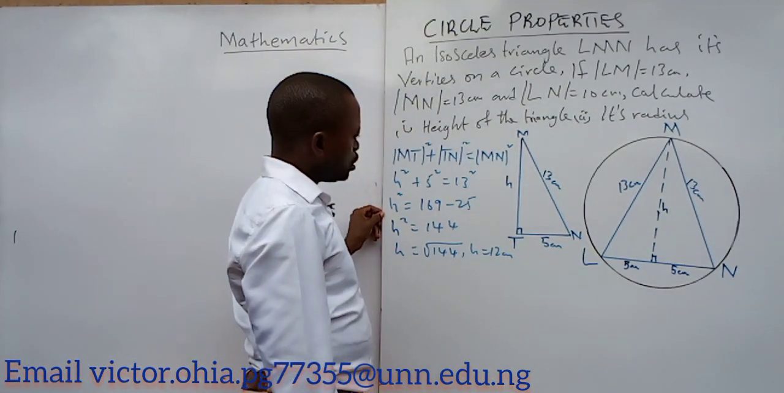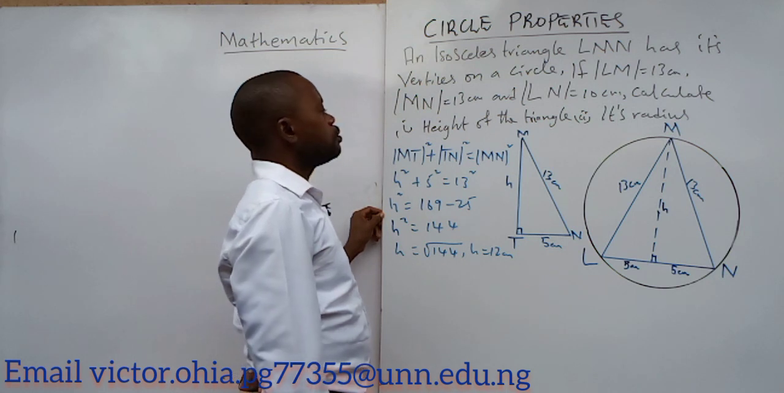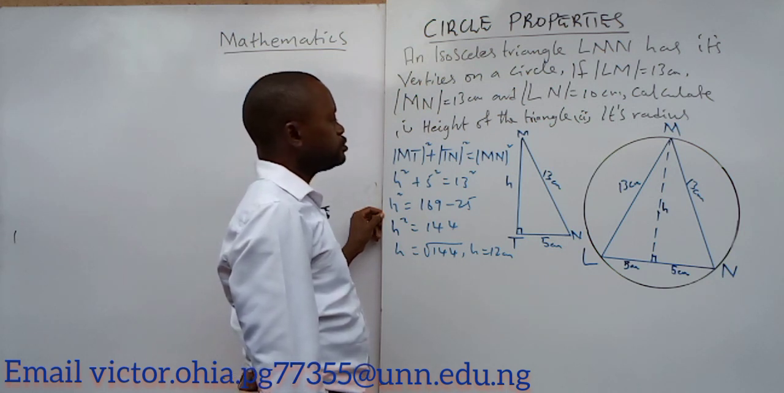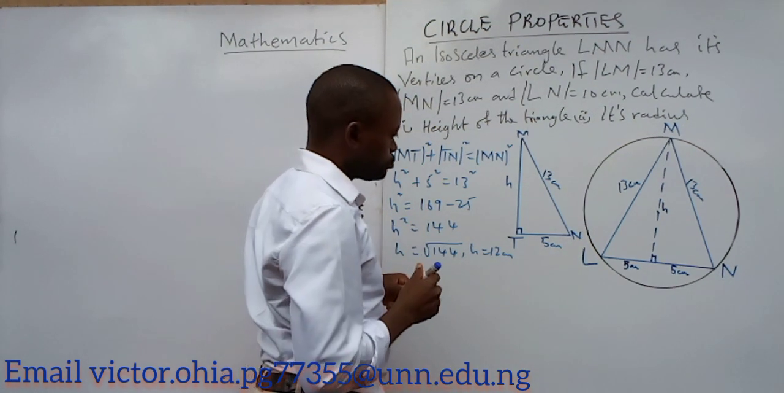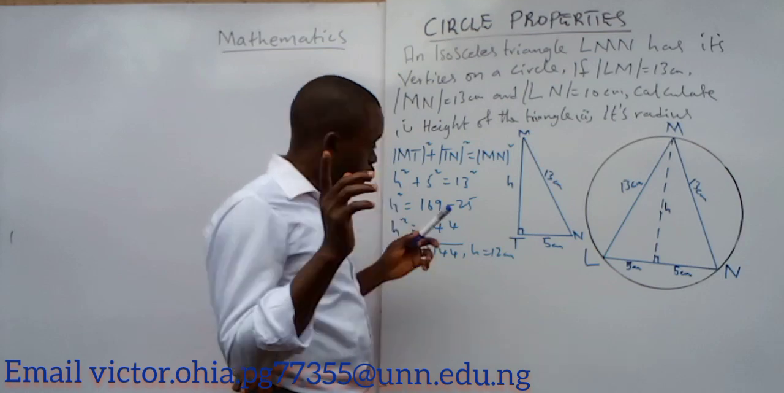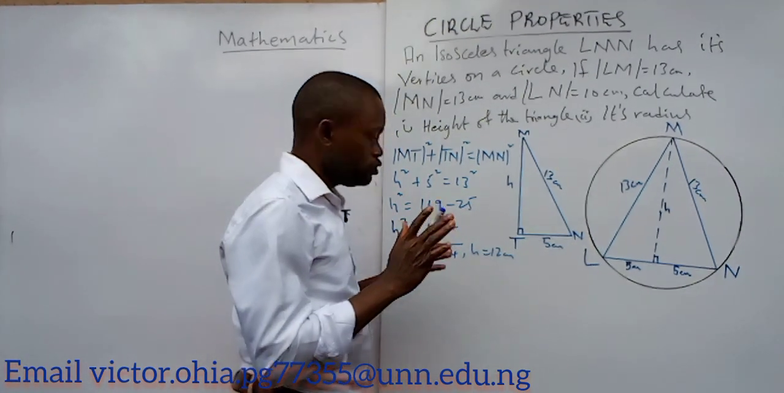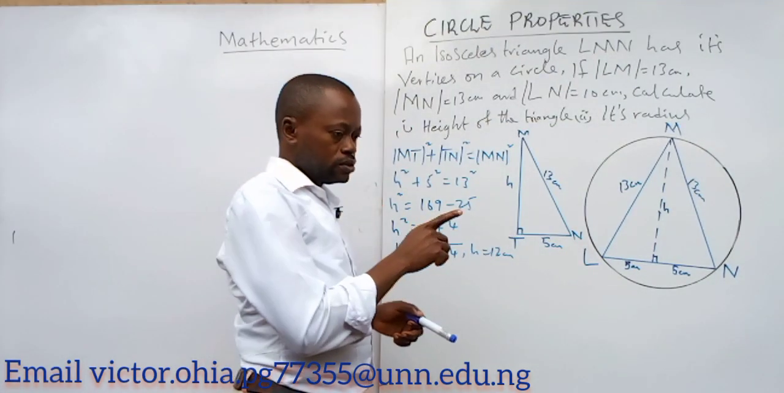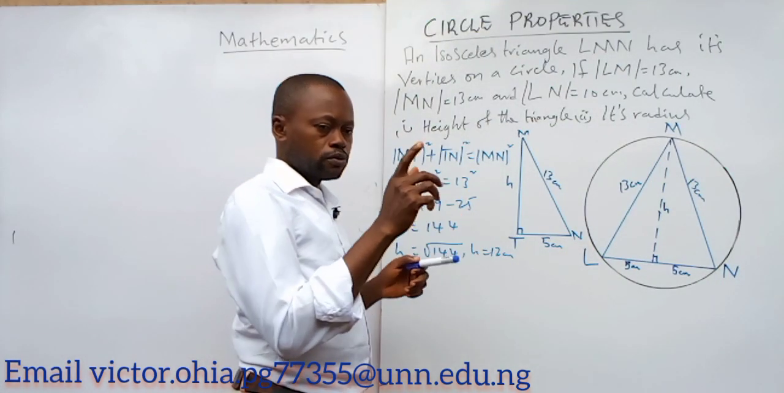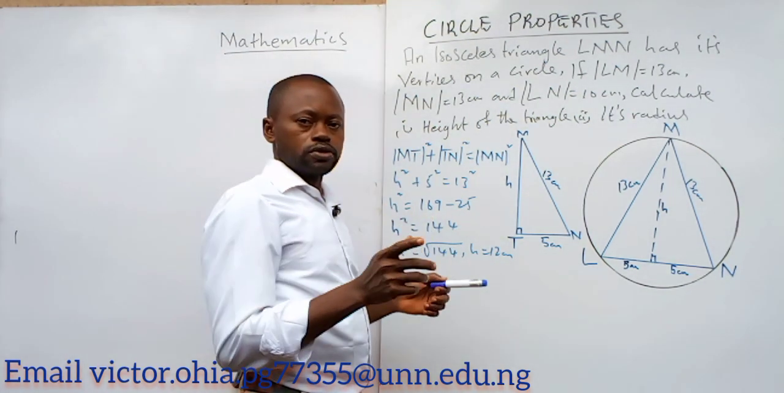So what do we have? The question says, calculate the radius of the circle. There is something I'm going to do now. It's not the only way, because there is a theorem, and you are going to follow me today. In next classes I'll be discussing circle theorems.